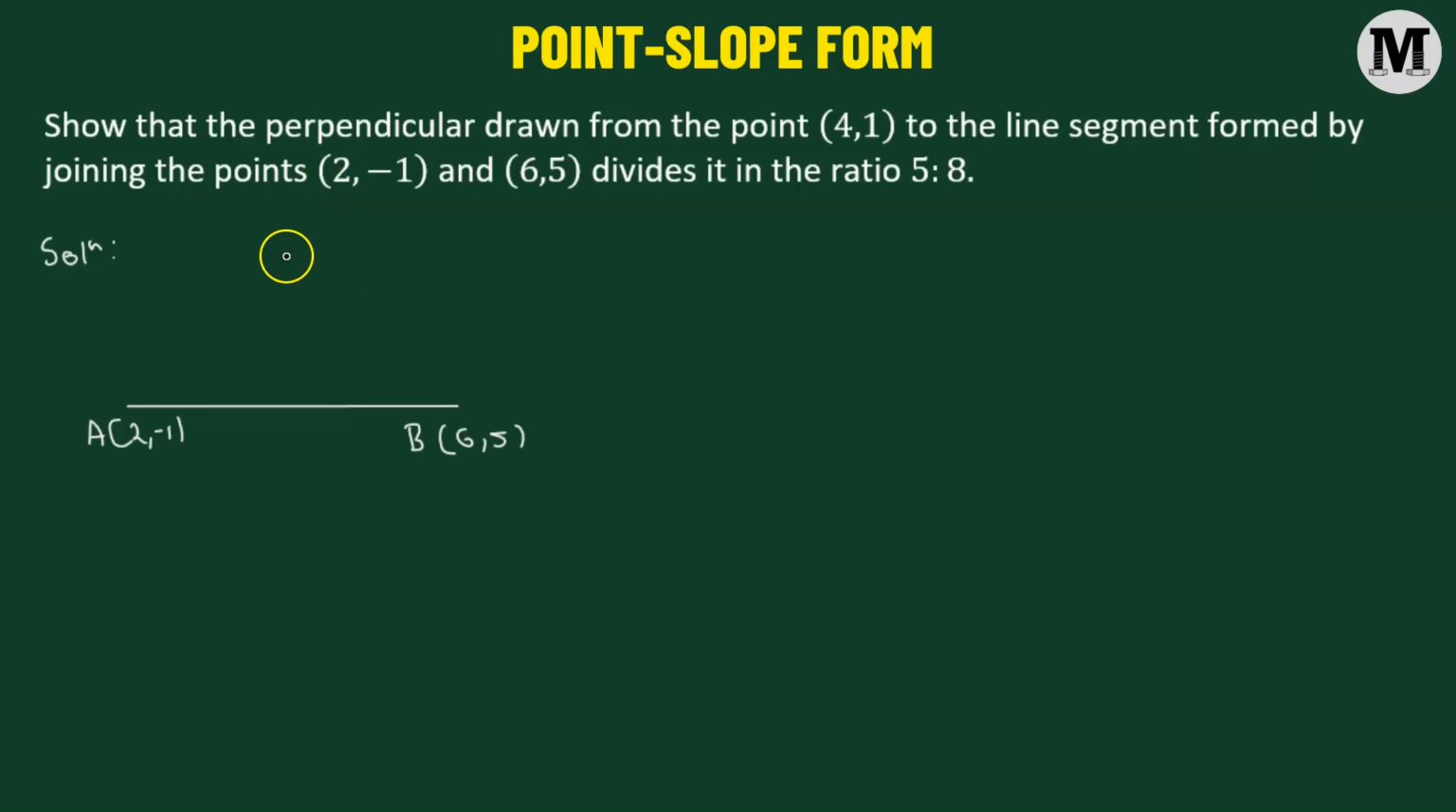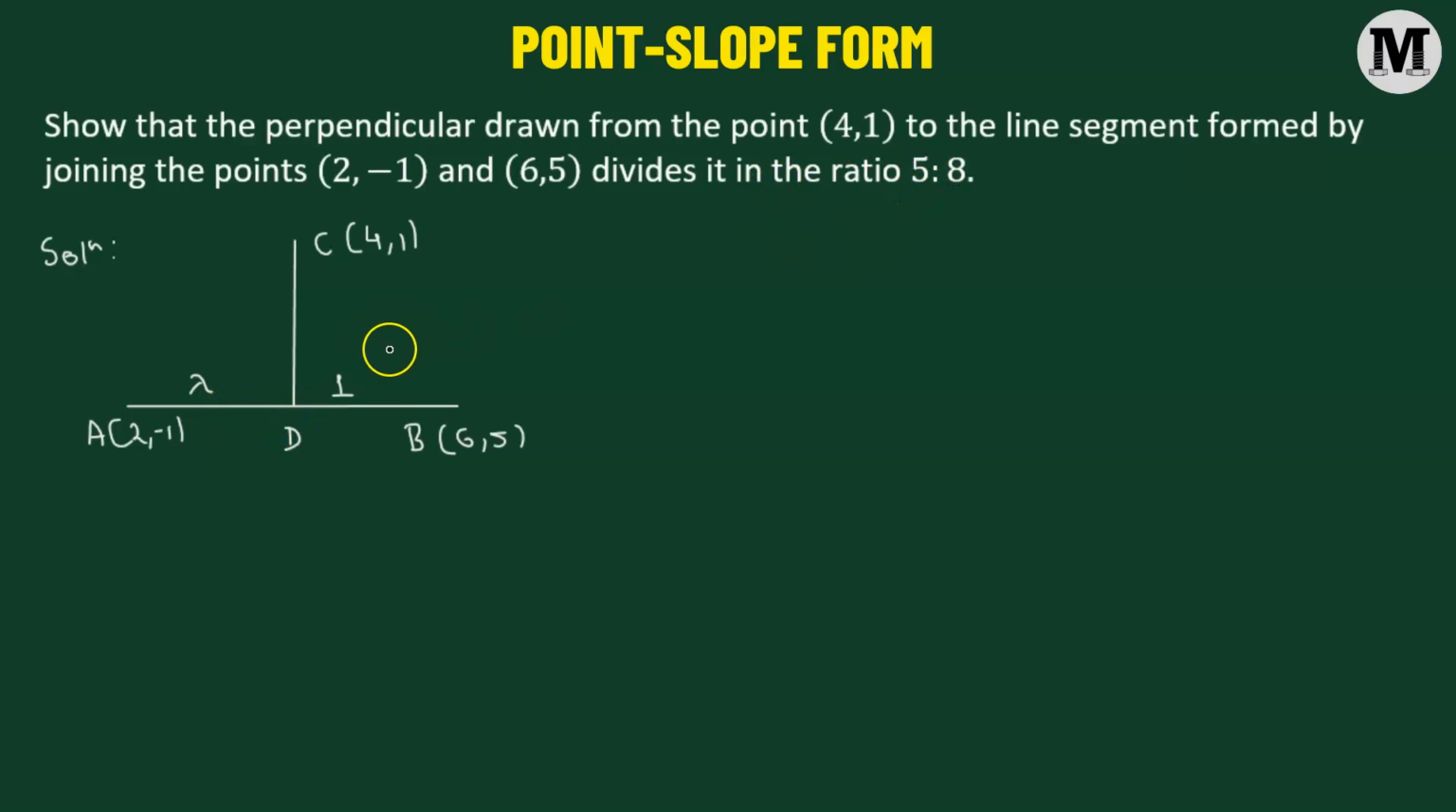Now we will consider another point, let's say point C. C has the coordinates (4, 1). We're going to drop a perpendicular from point C on the line segment AB. Now the perpendicular meets AB at the point, let's say D, such that D is the point which divides AB in the ratio lambda is to 1. So our goal will be to show that it's dividing it in the ratio 5:8.